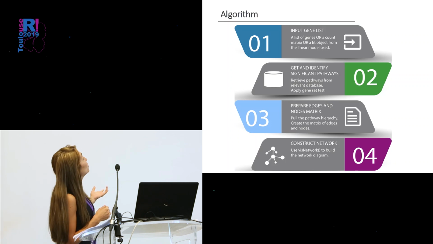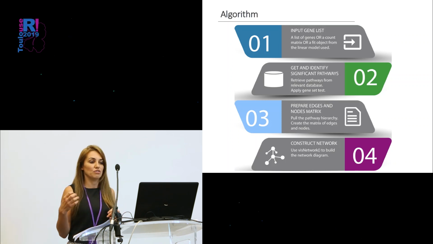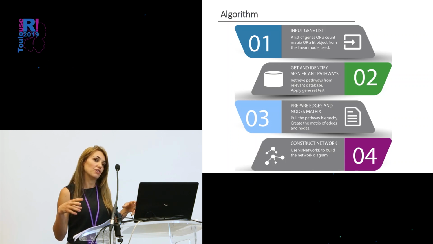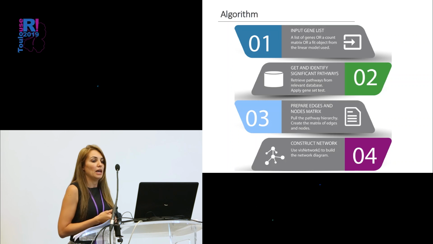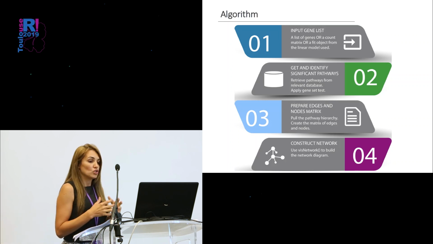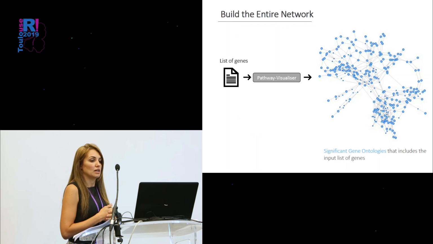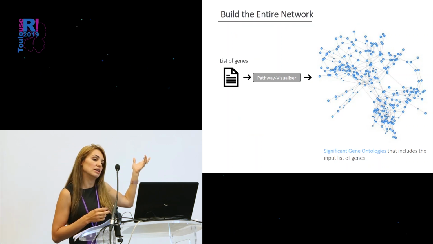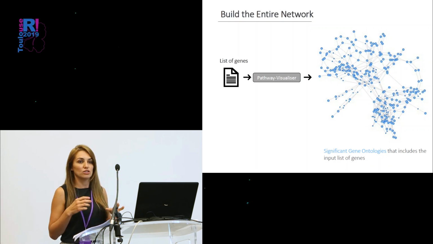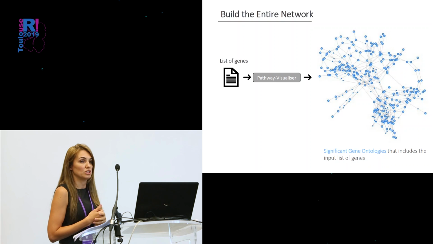In the next step, we get a pathway hierarchy from the Gene Ontology database, and we create a matrix of edges and nodes. Then we will be able to create networks between those pathways, which are significant and only include the set of genes the user provided. To construct this network, we used the visNetwork package. The visNetwork package allows us to build a network like you can see at the left-hand side. So this only includes the significant gene ontologies that include the inputted list of genes.